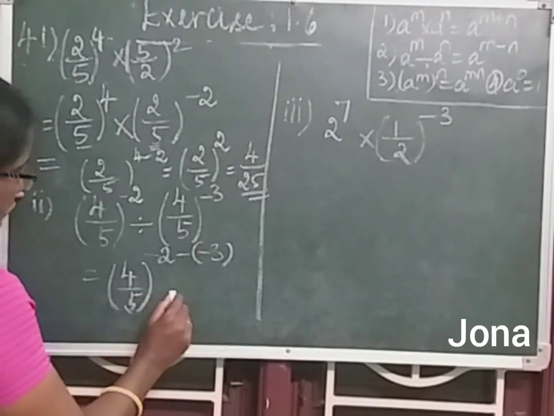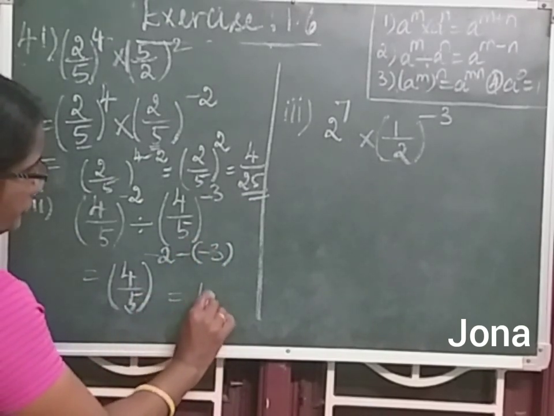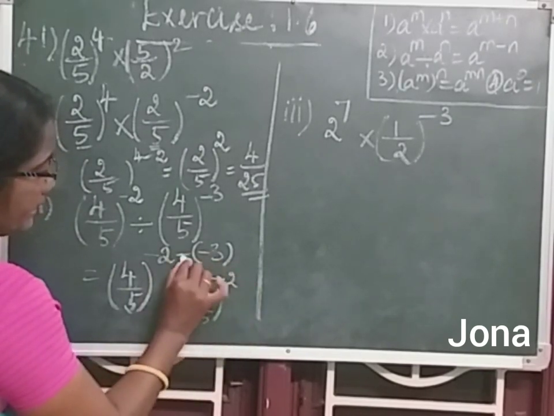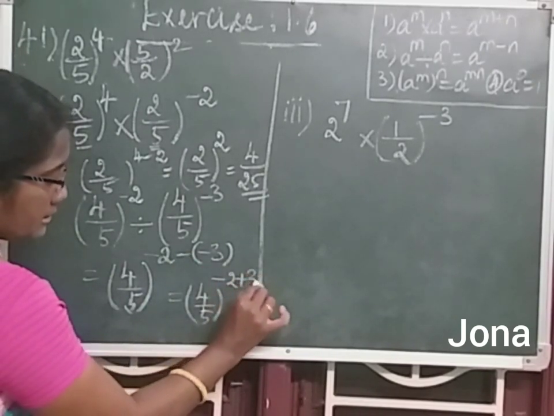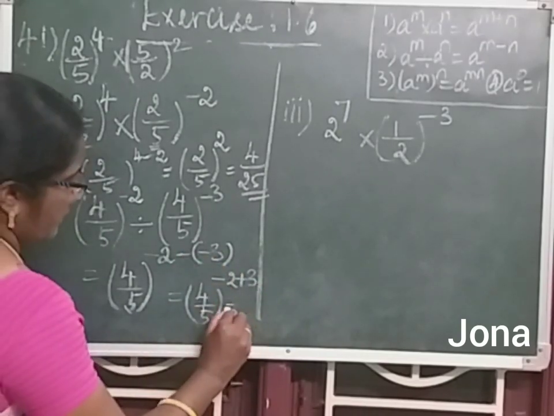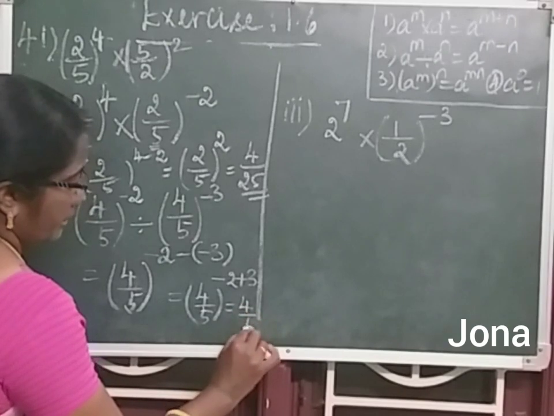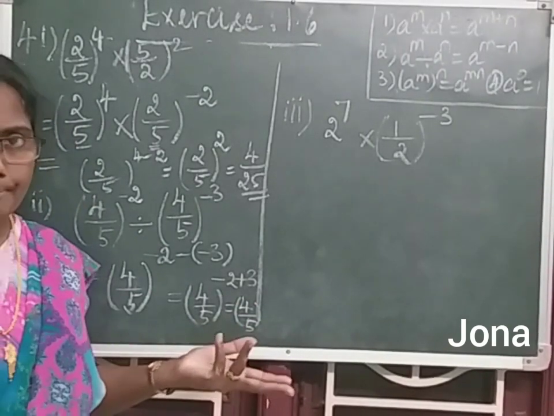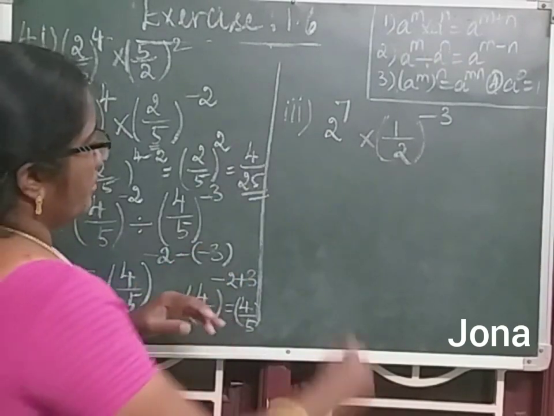So it is equal to (4/5) whole power minus 2, minus into minus, plus 3. So minus 2 plus 3 is 1, which is equal to (4/5) whole power 1. It's nothing but 4 by 5. That's all. Okay, look at the next problem.